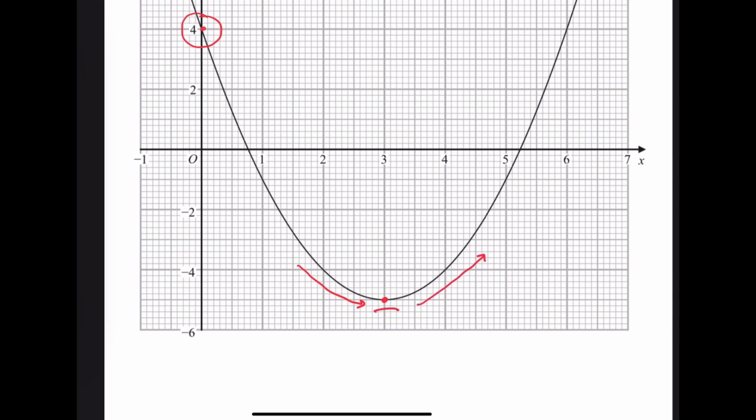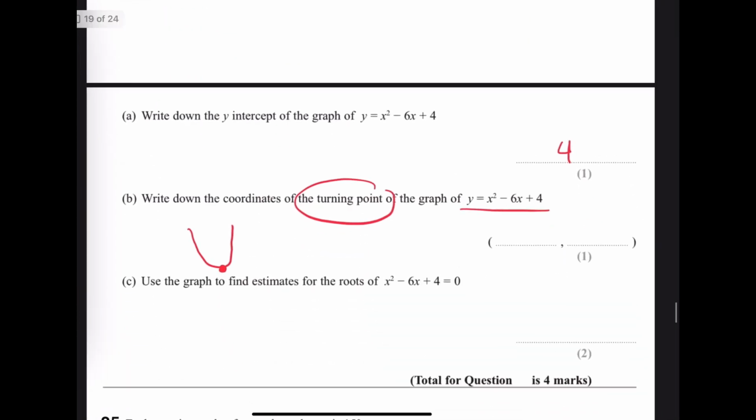So all we have to do is read what the coordinates are. So the x coordinate is 3, and if you go in the y, you can see that the y coordinate is minus 5. We always start with the x coordinate, so it's 3, then the y, so minus 5.